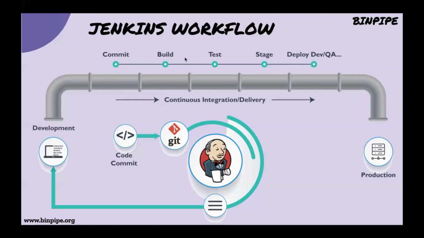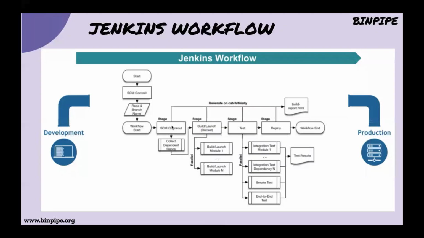Okay, so this is the way in which Jenkins works. The different phases from development to production are commit, build, test, stage, and then deploy. So that's it about Jenkins. And this is a more granular diagram of the same thing. So today I'll just give you a basic idea of this, but we will revisit this again.